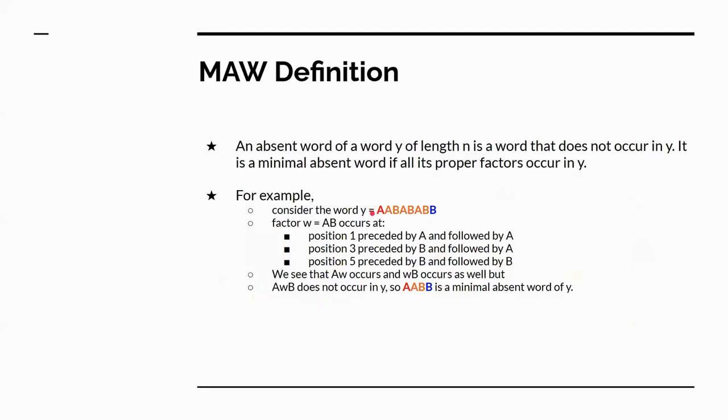MAW means minimal absent word. It is a word that is not present in the sequence, but all of its proper prefix and suffix are present in the sequence. For example, here Y is a sequence, and the substring AB occurs in the sequence at the position 1, 3, and 5. We can see that A followed by AB and AB followed by B occurs in the sequence, but AA does not occur in the sequence. So it is a MAW.